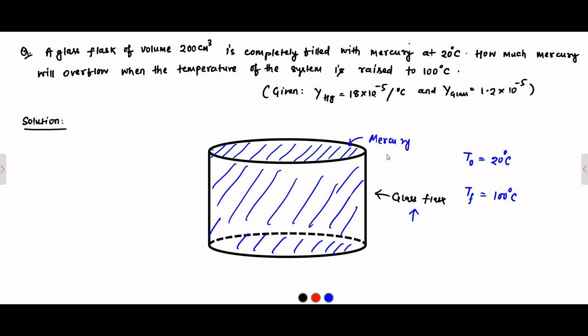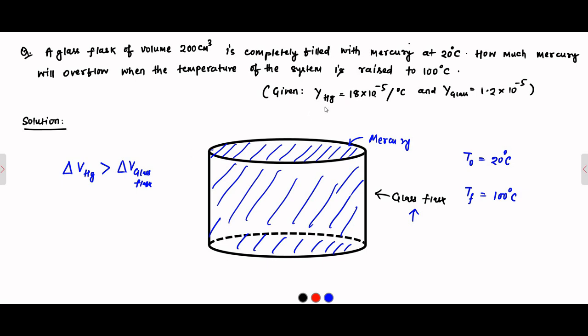So overflow will take place when the increase in volume of mercury is greater than the increase in volume of the glass flask. Okay, the glass flask will not be able to accommodate the increased volume of mercury, and the difference will overflow from the container. That is the logic. Okay, so let us try to figure that out.